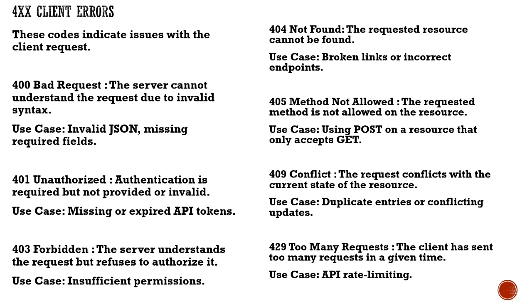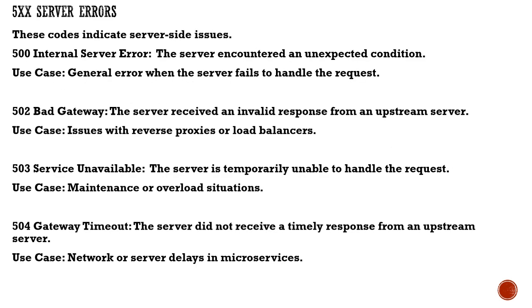Now 429, too many requests. This is used in the microservices context, where too many requests are coming to a particular server and it is not able to handle them. The server tells the client that too many requests were sent in the given time frame, so you are limiting certain requests. This is called API rate limiting. Hope you are good with these 4xx client codes.